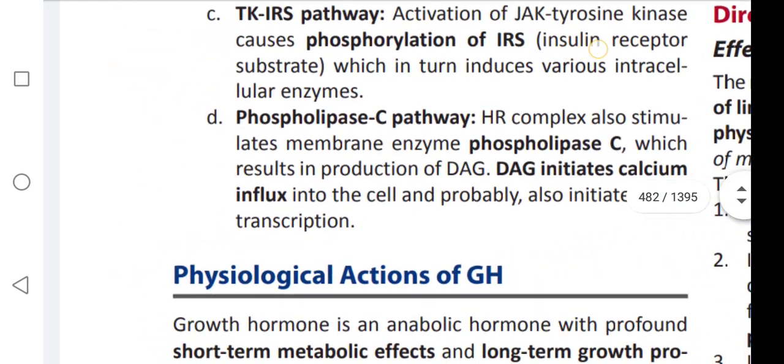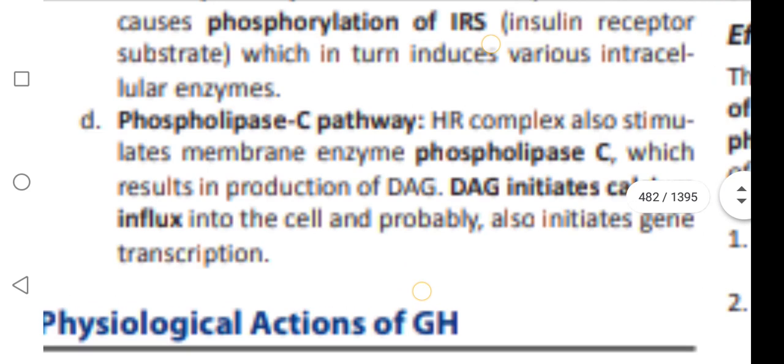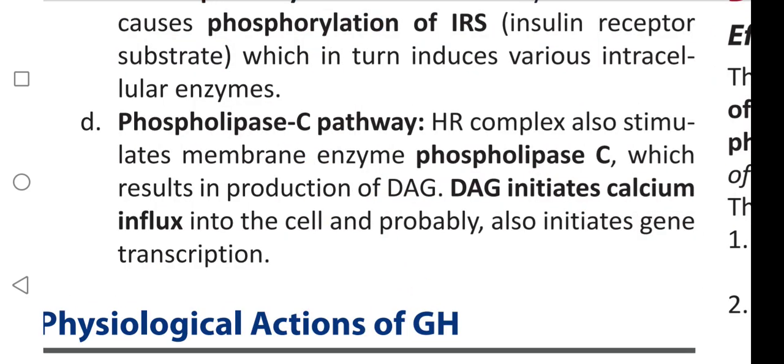And next pathway is phospholipase pathway. The HR complex also stimulates the membrane enzyme phospholipase C, which results in production of diacylglycerol. Diacylglycerol initiates calcium influx into the cell and probably also initiates gene transcription.